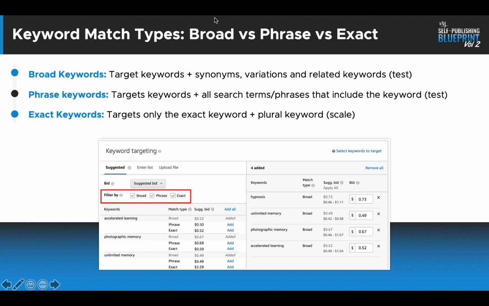Phrase keywords target the keywords plus all search terms and phrases that include that keyword. And then we have the exact keywords, which target only the exact keyword plus the plural of that exact keyword. Like, so dog, it would target dogs. Broad would target dogs, puppies, right? Anything like that. Phrase would target dog training, dog food, anything to do with that. All right.